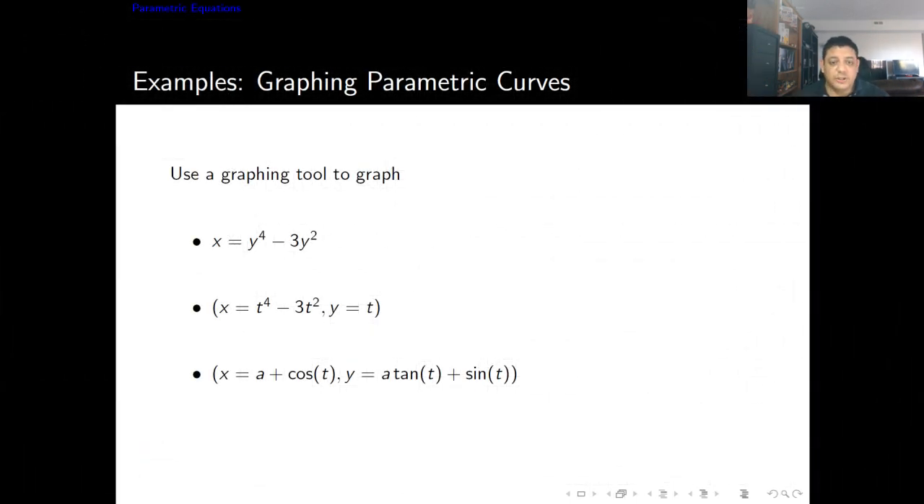Now in section 10.2, we're actually going to see how to do some calculus with these curves and what we can do in terms of the things that we know from before. This includes limits and differentiation and integration.